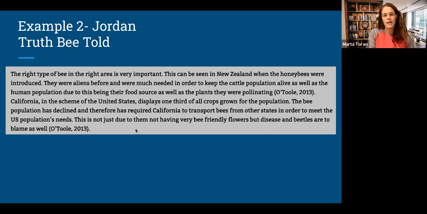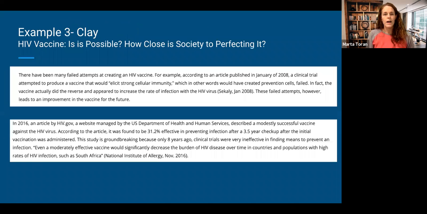And the second part of this paragraph talks about how it's not just that these areas have bee-friendly flowers, but we also need to consider the kind of diseases that affect the bees in these areas, and also the predators like beetles that affect bees. And the same source of evidence, O'Toole 2013, on that one.